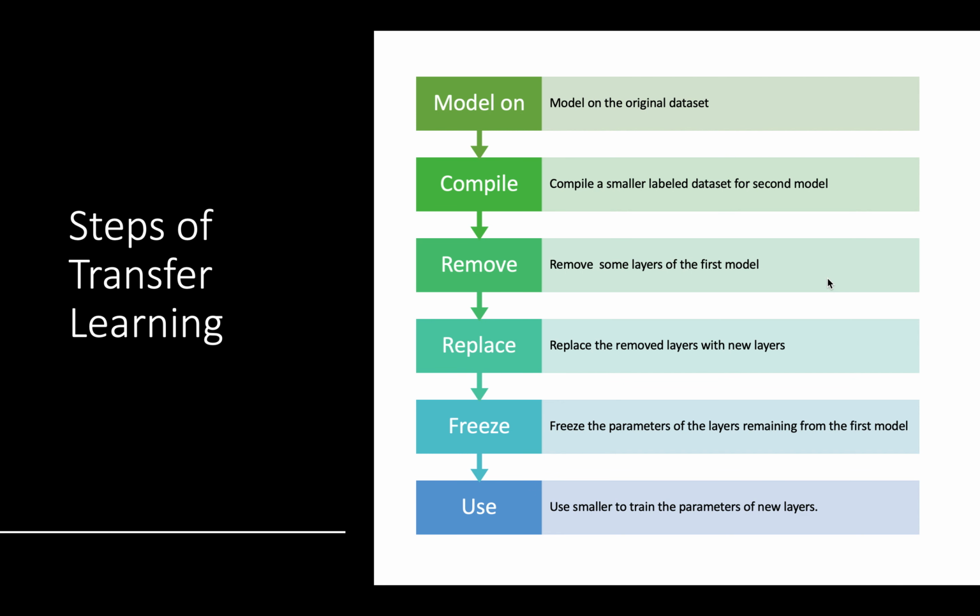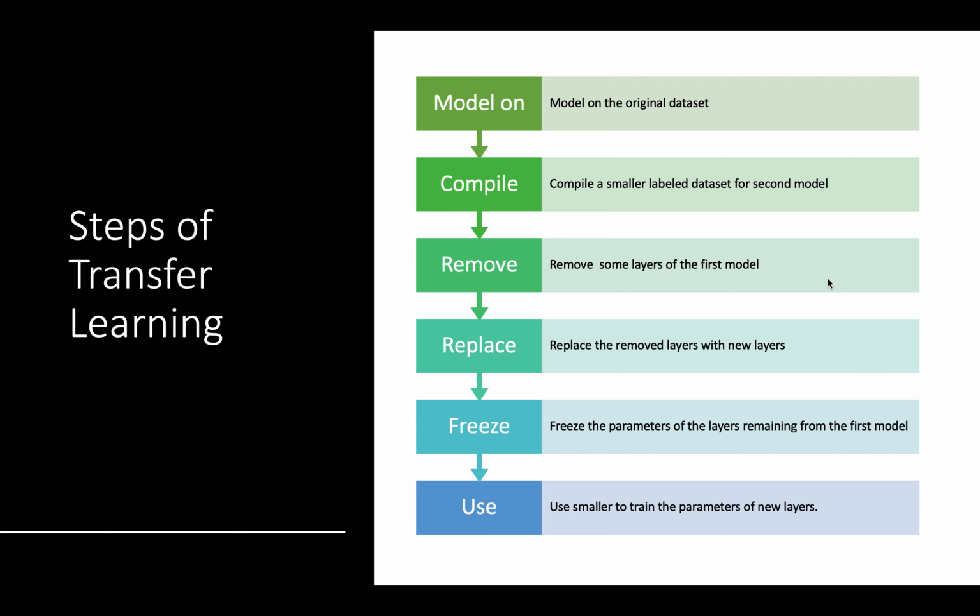Transfer learning in neural networks works as you see on this slide. First, you build a deep model on the original dataset, that was the wild animals. Then you compile a much smaller labeled dataset for your second model, which is the domestic animals. After that, you remove the last one or several layers from the first model. Usually, these are the layers that are responsible for classification or regression, and they usually follow the embedding layer. After you remove these, you replace the removed layers with new layers adapted for your new problem.